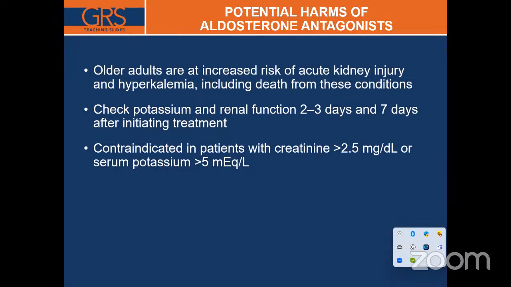Older adults are at increased risk of acute renal injury in addition to hyperkalemia, including deaths from these conditions. So patients with heart failure who have impairment of renal function and hyperkalemia should be very careful in using spironolactone, although it reduces hospitalization. Check serum potassium and renal function 2 to 3 days and 7 days after initiation of treatment. And the contraindication is again a patient with creatinine more than 2.5 and serum potassium more than 5.